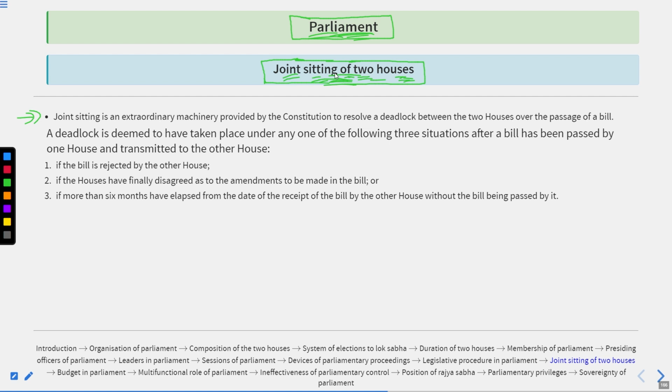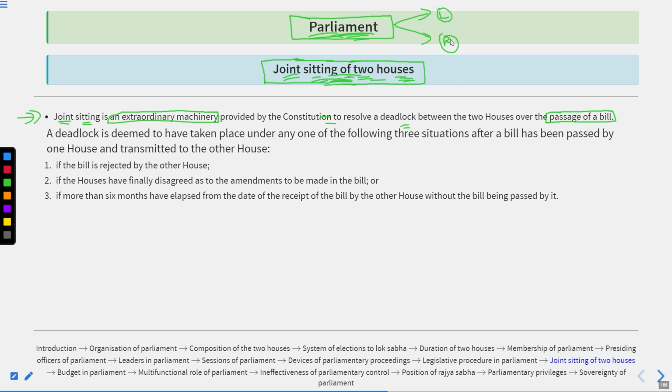Alright. So we can say a joint sitting is an extraordinary machinery provided by the Constitution to resolve a deadlock between the two houses over the passage of the bill. In the proper sense, the Indian Parliament is not a unicameral parliament comprising only one house. The Indian Parliament comprises two houses, Lok Sabha and Rajya Sabha, right? These two are the houses of the parliament.